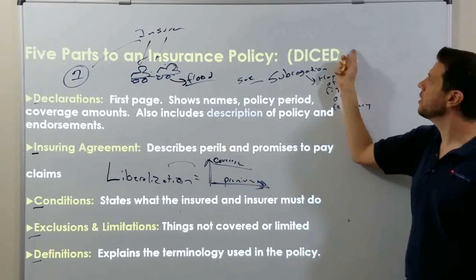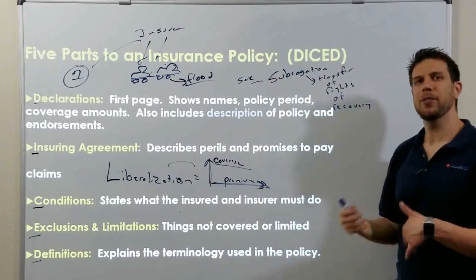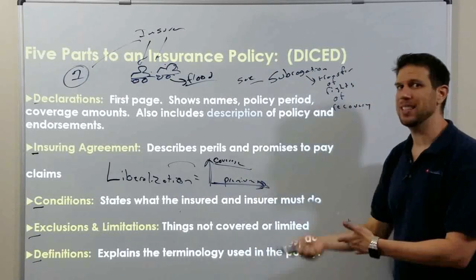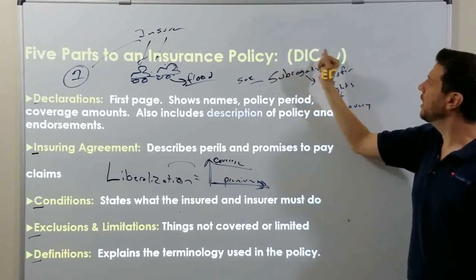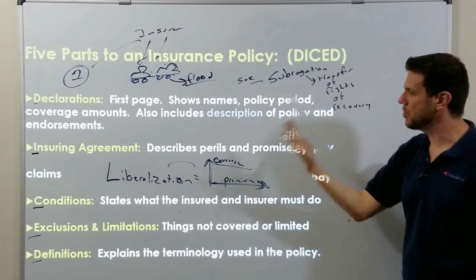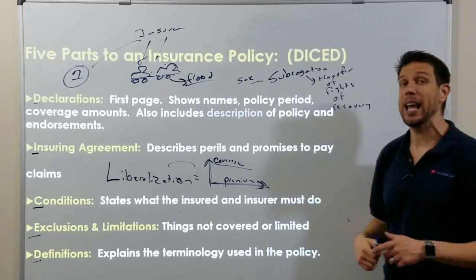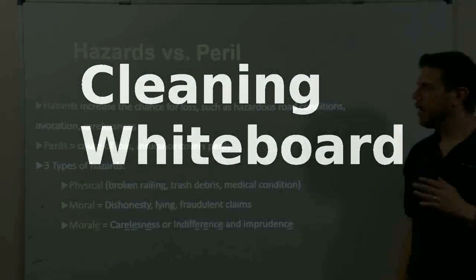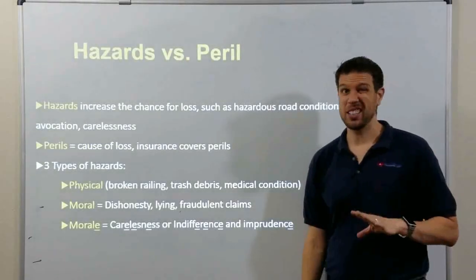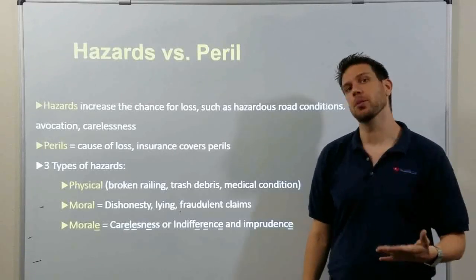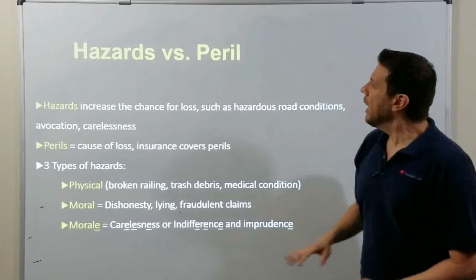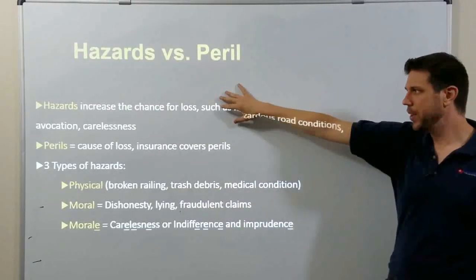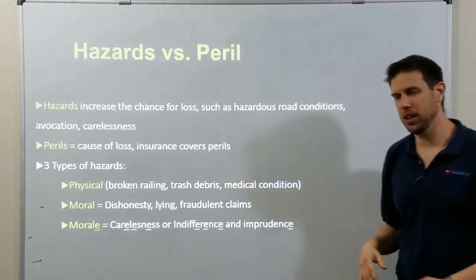The 5 parts spell the acronym DICED. So if you ever have all of the following are covered under the policy or all of the following are included in the policy except, memorize DICED: declarations, insuring agreement, conditions, exclusions, definitions. There's no A or N in DICED. This is a very important part on your test. Now these next definitions are relatively quick. They're not very difficult to memorize. A hazard is something that increases your chance of loss. A peril is the cause of loss.